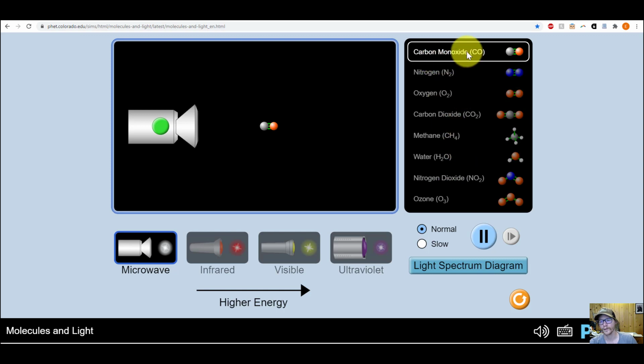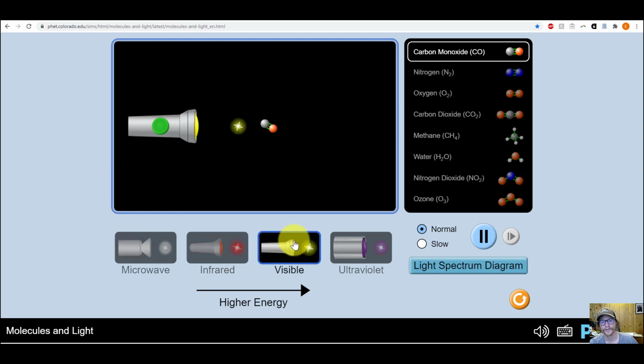Let's look at carbon monoxide here. We can shoot a microwave at it. Let's turn it on. Shoot some photons. What happens with microwaves? As I mentioned before, those access rotational modes. So when a photon actually gets absorbed, you can see that the molecule rotates physically in space. That's literally what's happening. If we change this up to infrared, what happens? Well, now you can see that we're accessing the vibrational modes of the molecule.